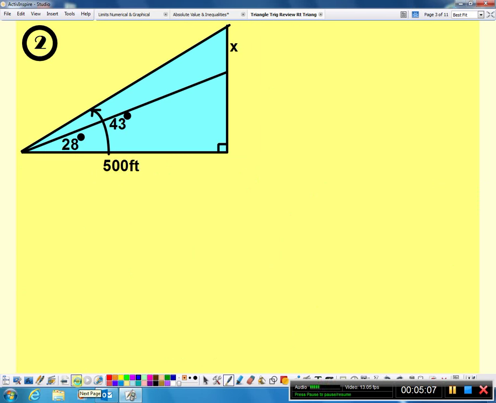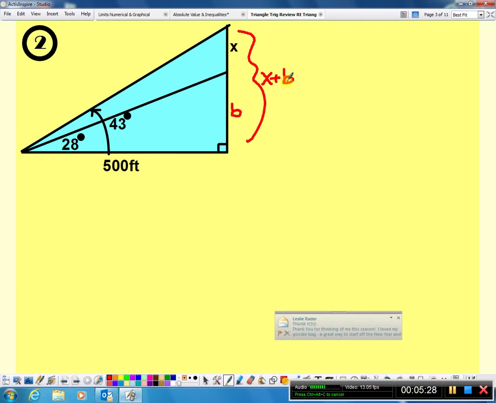All right, so on this one, it's going to be kind of the same thing. I have to start out and say, I need to add a variable. I think that my preference is to add my extra variable here. And then I can call this whole side x plus b. You could have called the whole entire side a different letter and then called the segment that I called b a difference of the big minus the little.